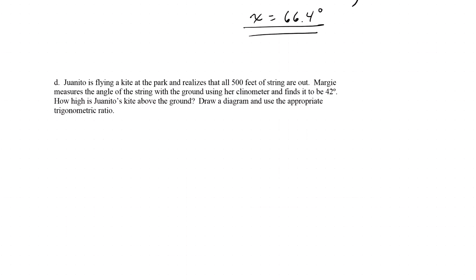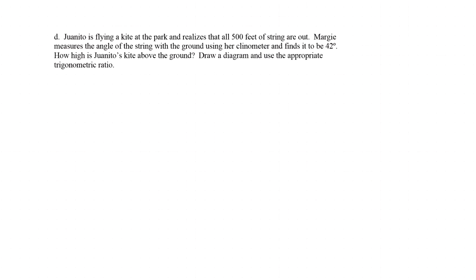And then the last problem we want to do here says Juanito is flying a kite at the park and realizes that all 500 feet of string are out. Margie measures the angle of the string with the ground using her clinometer and finds it to be 42 degrees. How high is Juanito's kite above the ground? Draw a diagram and use the appropriate trigonometric ratio.